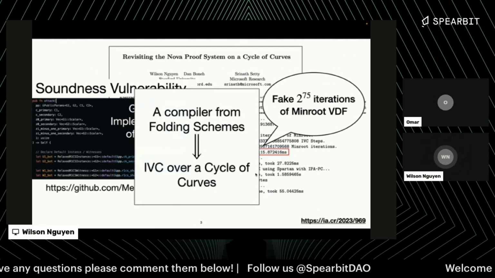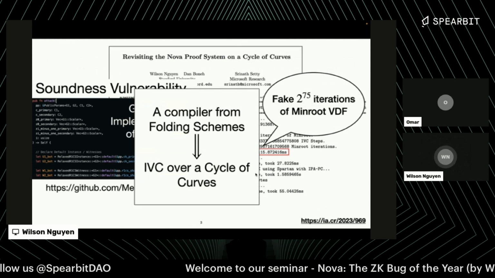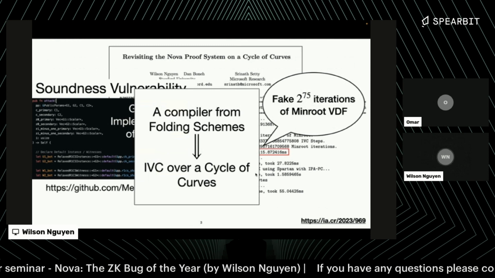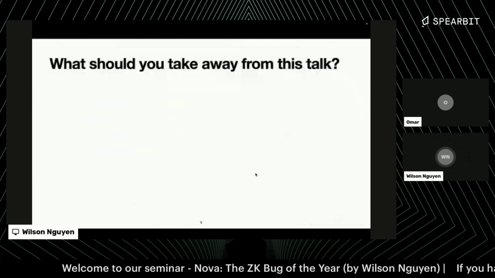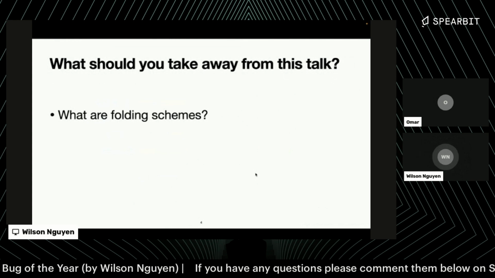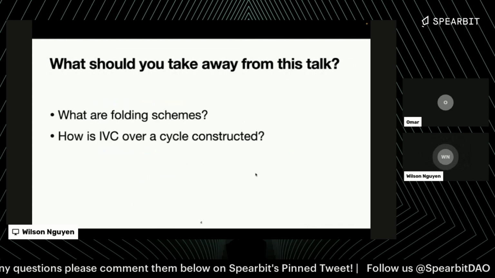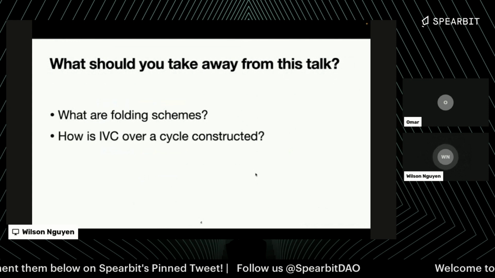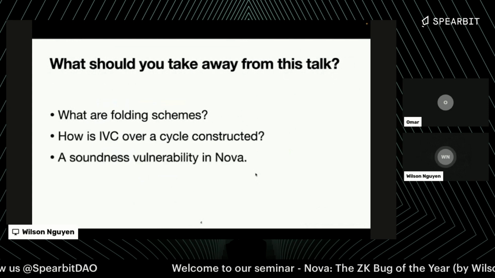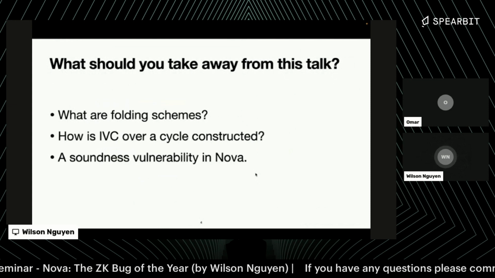Furthermore, we patch that bug and we provide a secure compiler from these folding schemes to IVC over a cycle of curves. So what should you take away from this talk? Roughly an intuition on what folding schemes are. We're not going to go over their construction, but we'll go over a little bit of their structure. How IVC is actually constructed from these folding schemes. And once we understand how IVC is constructed from these folding schemes, we can actually go into the soundness vulnerability in the original implementation of Nova.